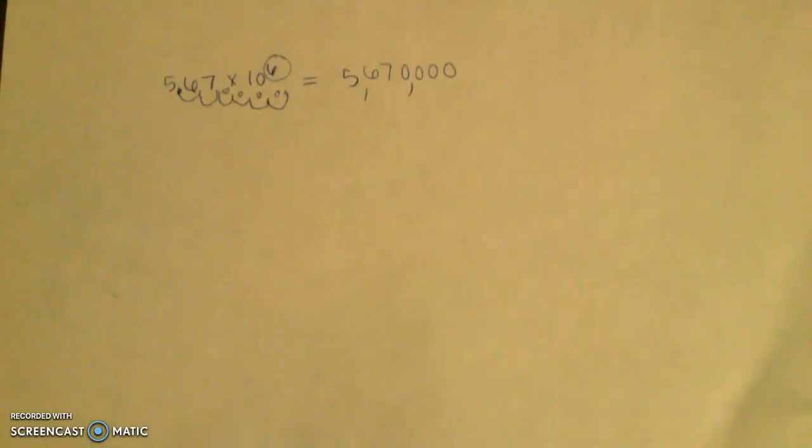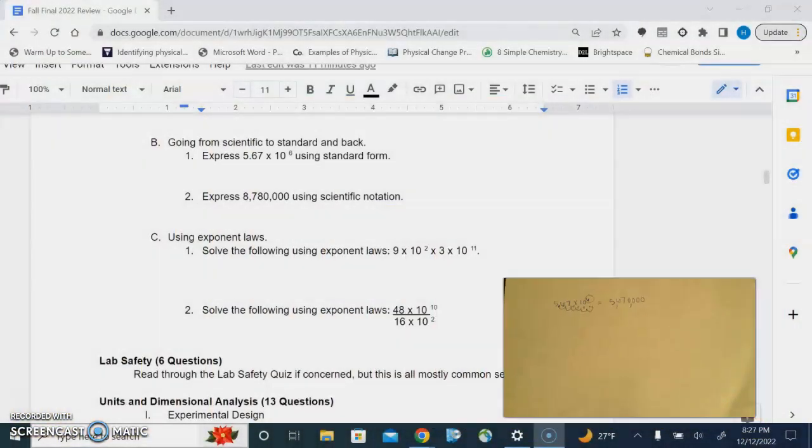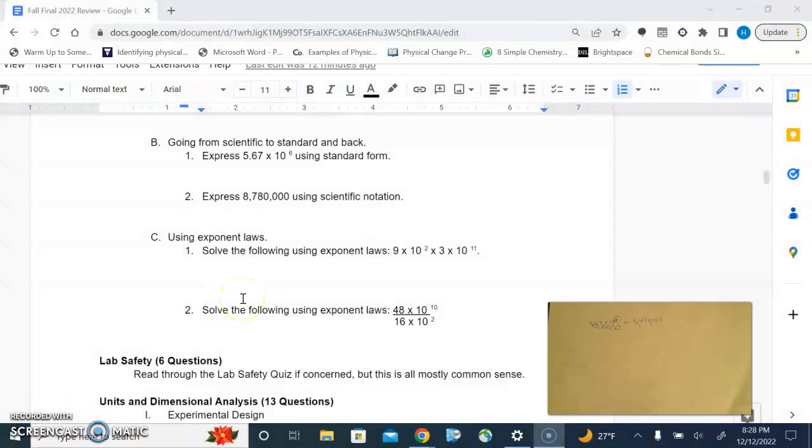Great. So 5,670,000 is the same thing as 5.67 times 10 to the 6th. If you were multiplying by a negative exponent rather than moving the decimal to make the number larger, you would move the decimal to make the number smaller.